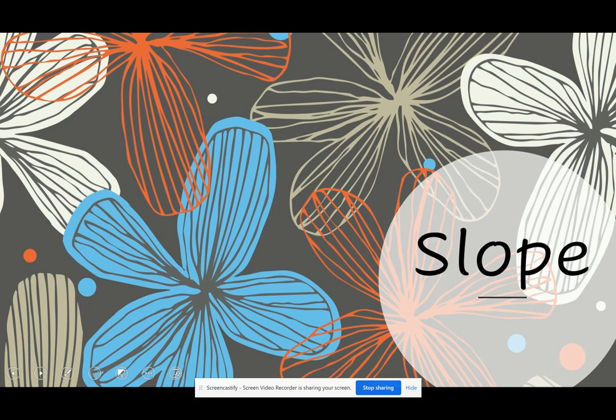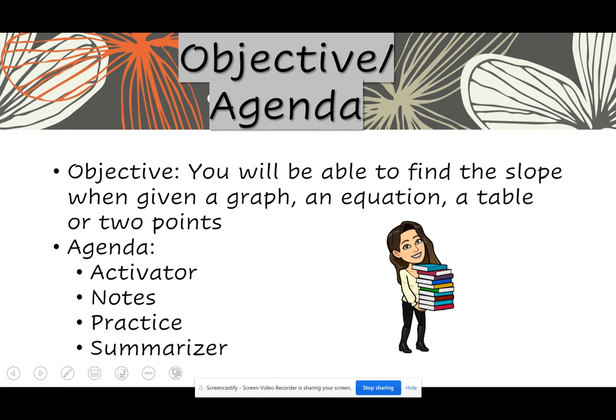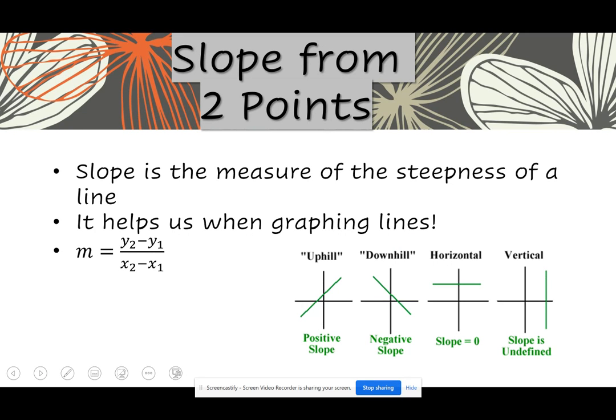Okay, so we're going to start our video or our unit on slope right now. This video is going to be about the 4 different ways we can find slope. Your objective is that you're going to be able to find slope from a graph, an equation, a table, or 2 points. And we're going to start off with the 2 points.